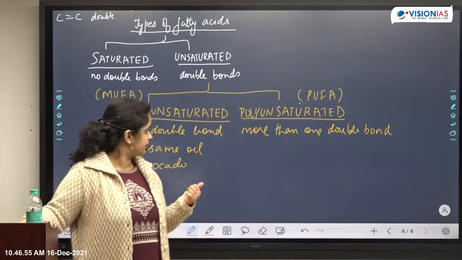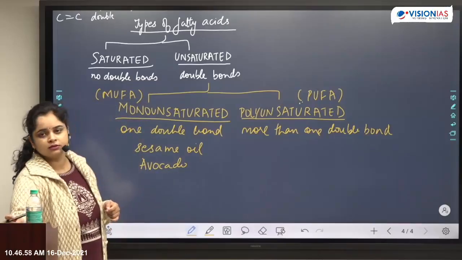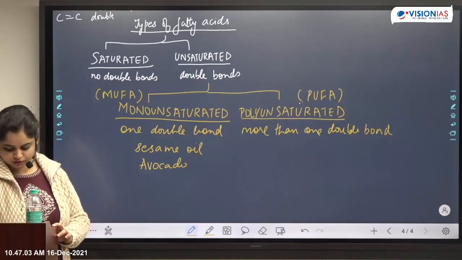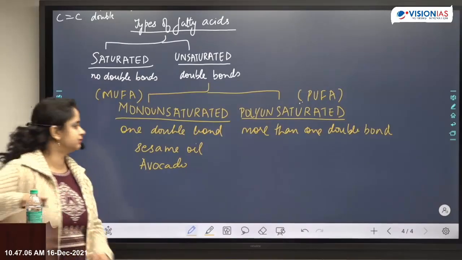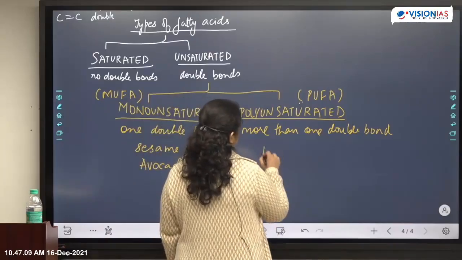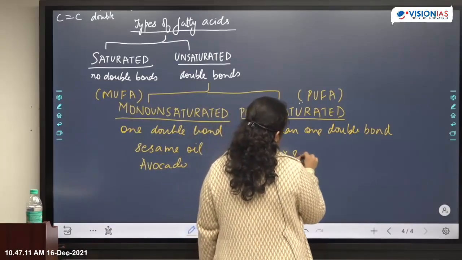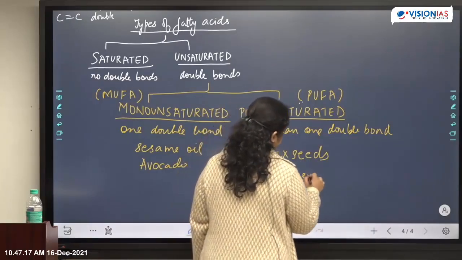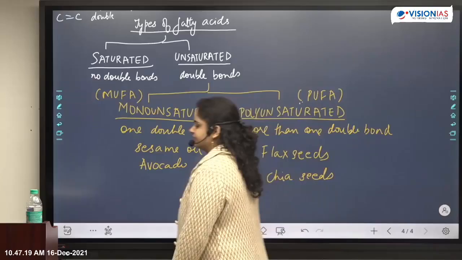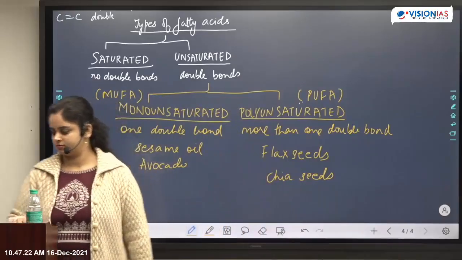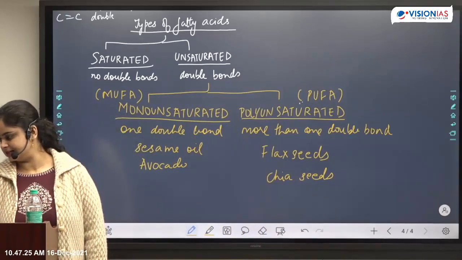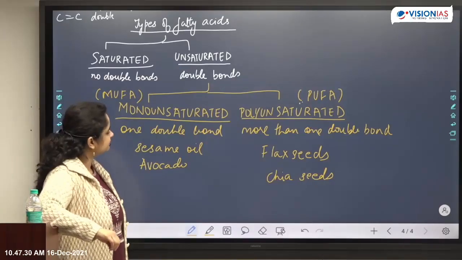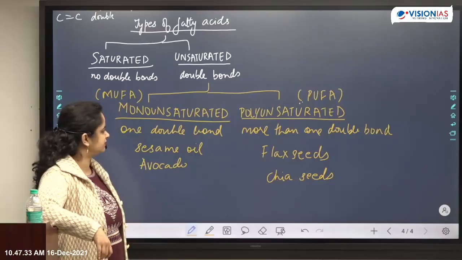Then polyunsaturated fatty acid, your fish, walnuts. Then you have again two of these very famous seeds, flax seeds and chia seeds. So flaxseed is alsi, and chia seed, I have no idea what it is in Hindi.